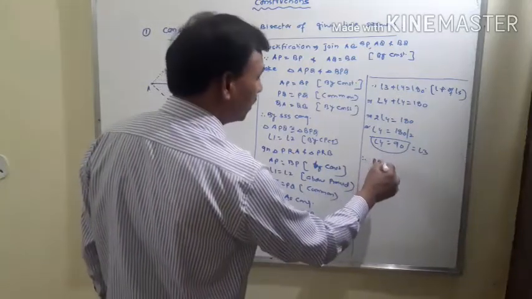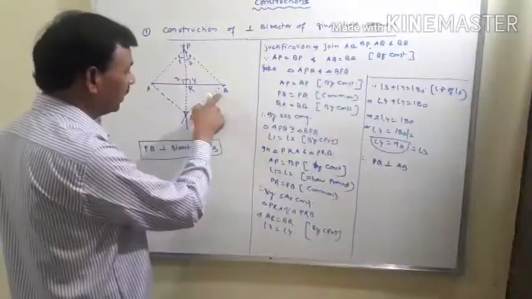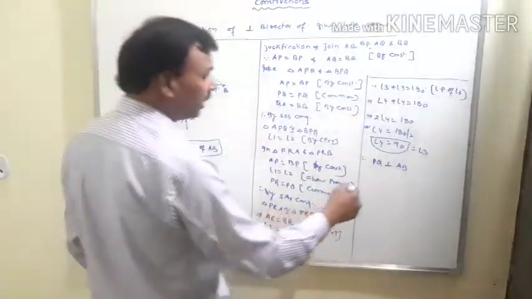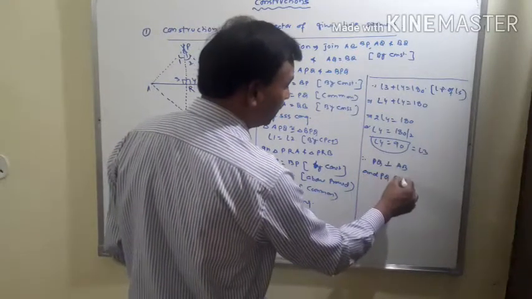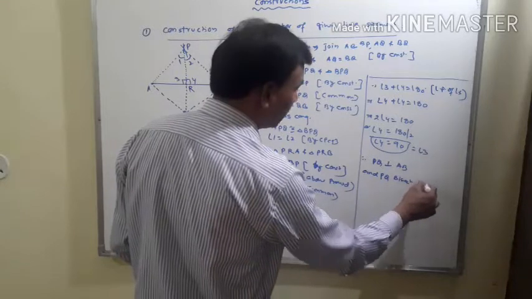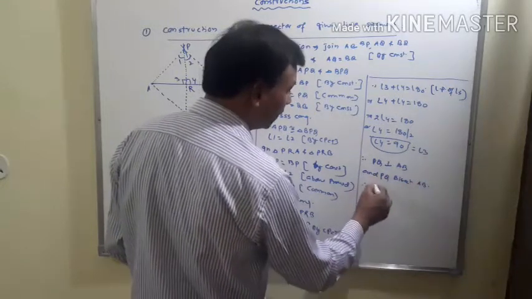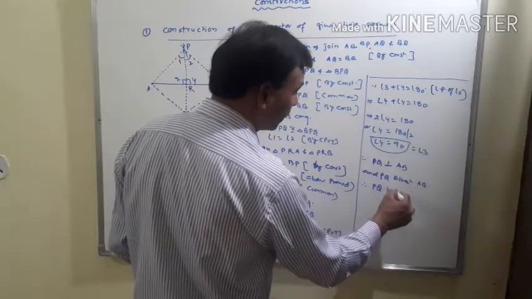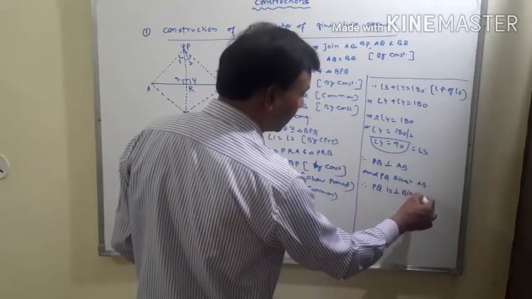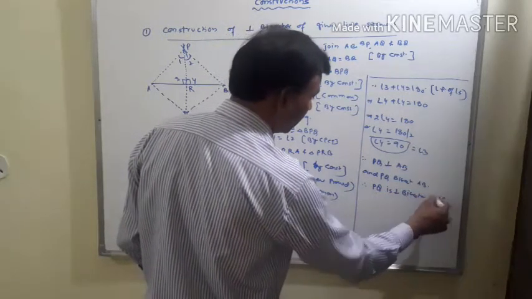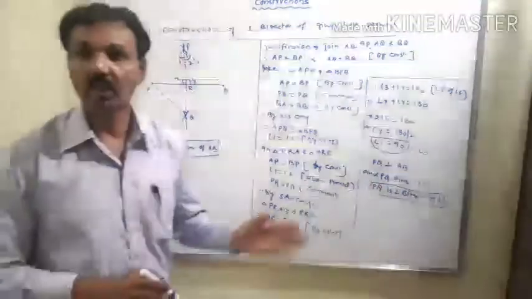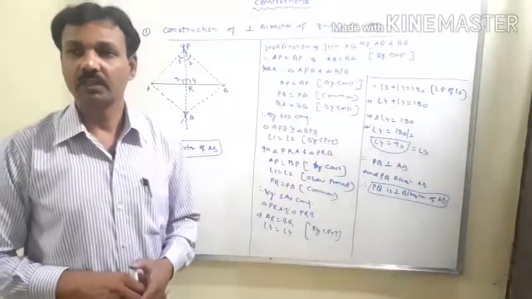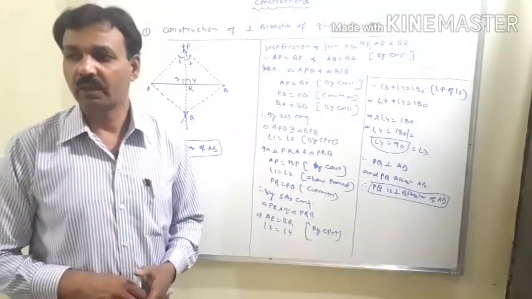Therefore PQ is perpendicular to AB, and here AR equals BR, and PQ bisects AB. Therefore we can say that PQ is the perpendicular bisector of AB. This is the justification of our construction. Now in the next video we will take another type of construction.